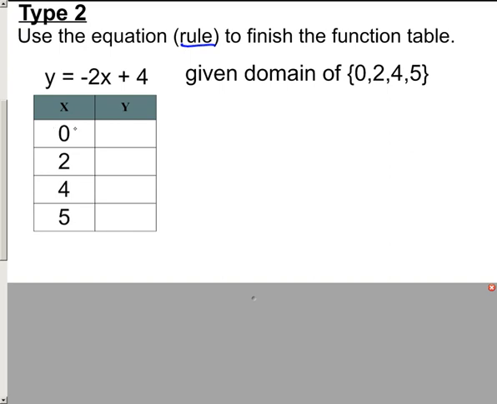So if my x's are 0, I plug in 0 right here. 0 times negative 2 is 0, and 0 plus 4 is 4. So y equals 4. Then you come down to the next x value, the next input, and you say, okay, let's go through and plug this in. 2 times negative 2 is negative 4, and negative 4 plus 4 is 0. And you just go straight on along and finish what you need to finish.